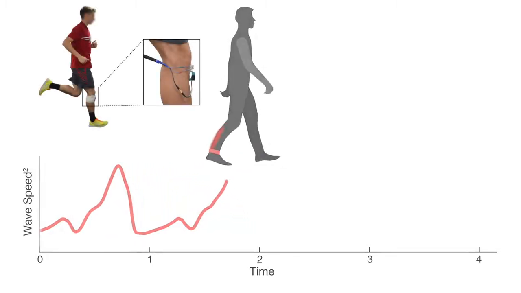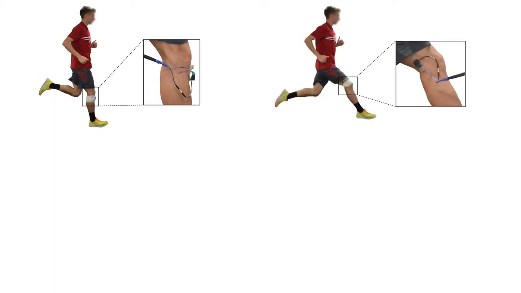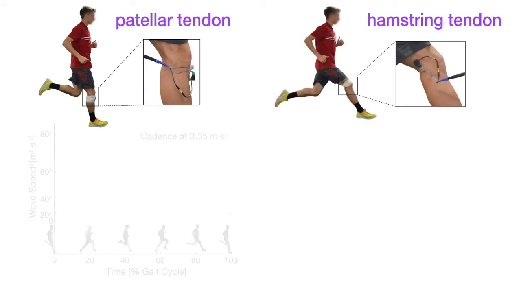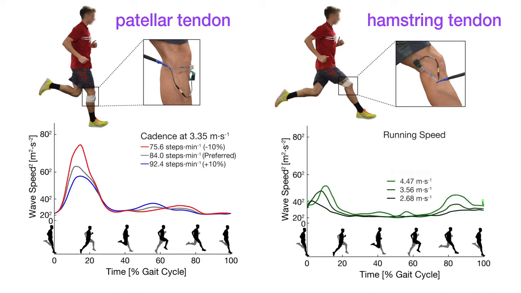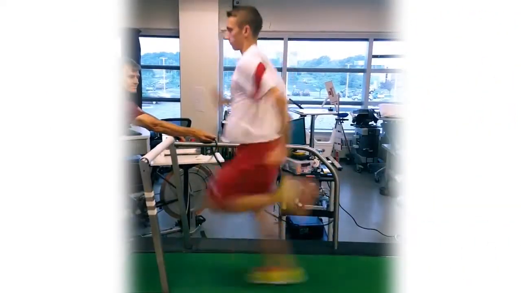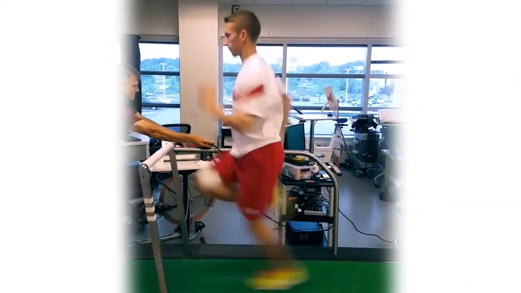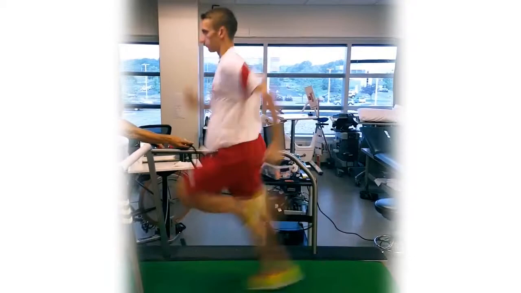We've also used this device to measure forces on other tendons like the patellar and hamstring tendons. And in each case, we can measure what happens in the tendon when a person modifies their gait, for example, changing their step length or their speed. With this device, we can measure tendon forces in real, living, moving people in real time. But what is that good for?